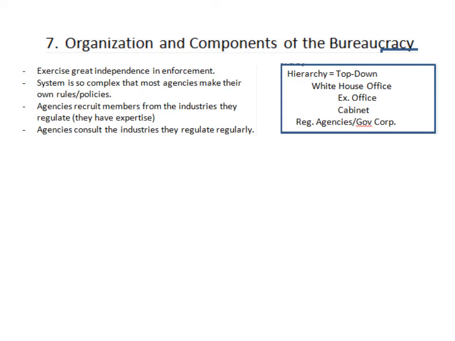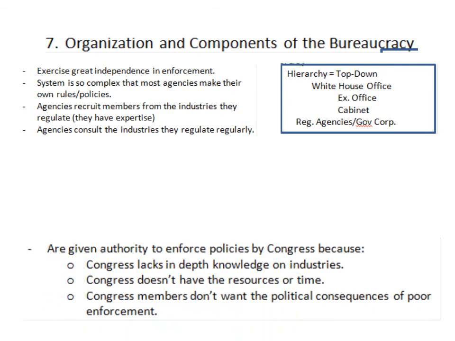To recruit their members, the agencies oftentimes look to the very industry that they're regulating. For example, the Food and Drug Administration may look to somebody who worked in the pharmaceutical field before because they have expertise on how to regulate these types of drugs and the effects they have on people. Agencies are regularly consulting the industries they regulate to make more realistic guidelines and expectations.